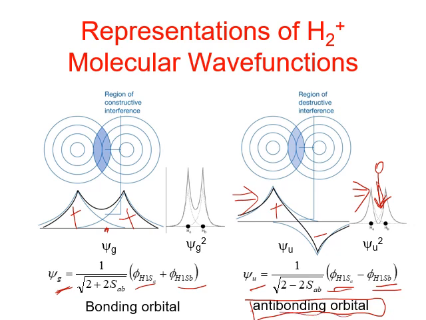And the molecular orbital that has the same sign of the atomic orbitals is called bonding. And you can see there's a significant amount of probability of electrons in between the two protons.